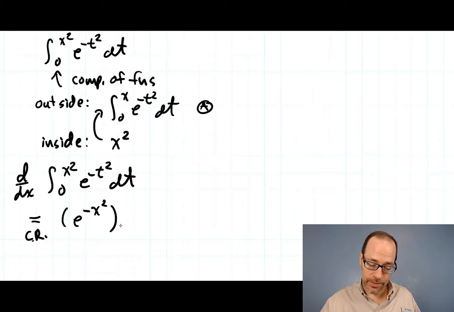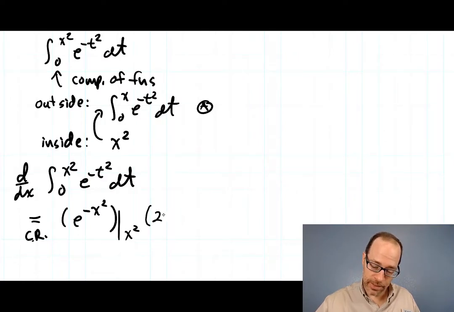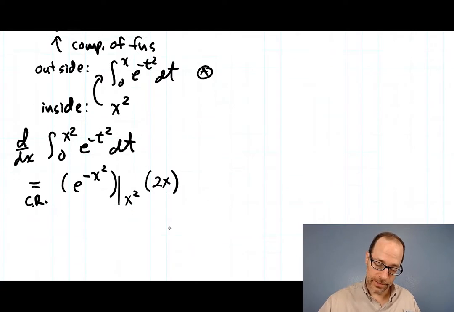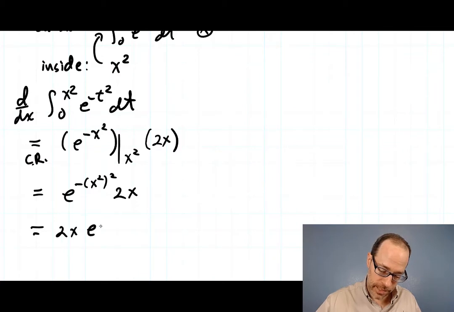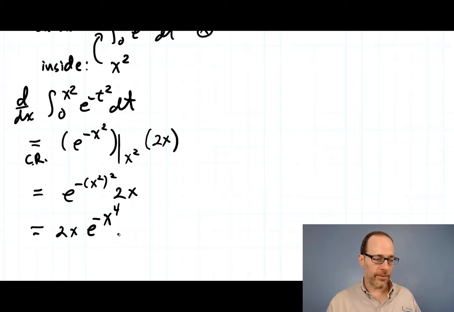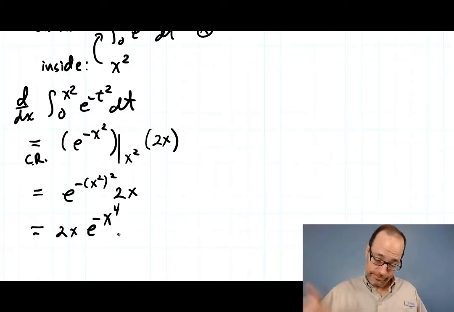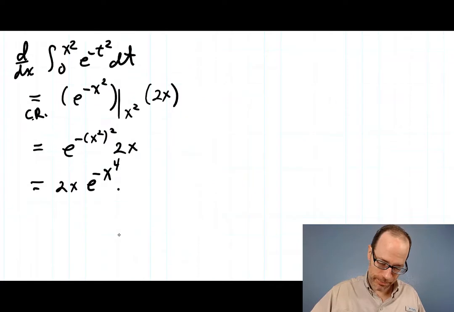And so then the chain rule says take the derivative of the outside, there it is, plug in the inside function, which is x squared, and then multiply by the derivative of the inside function. So that's 2x. So altogether we get e to the minus x squared squared times 2x. So we get 2x e to the minus x to the fourth. All right, so that's how it works. Let's try another example.